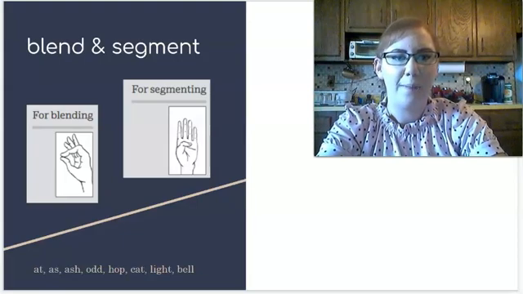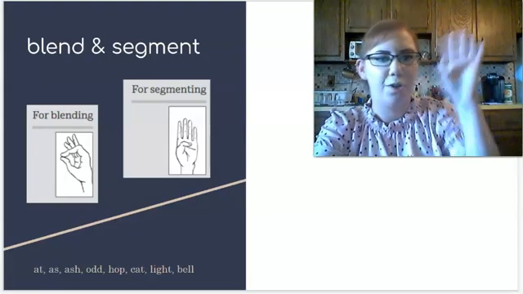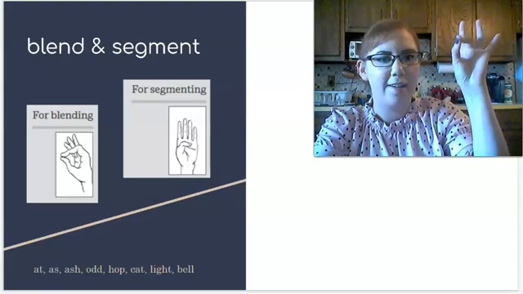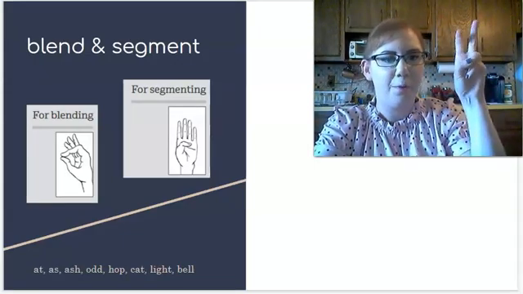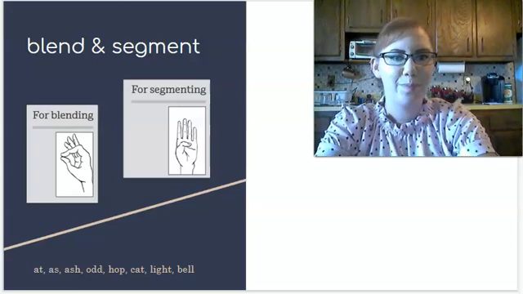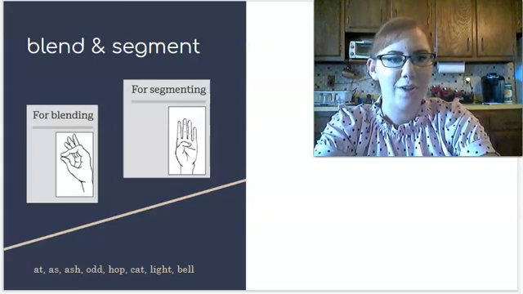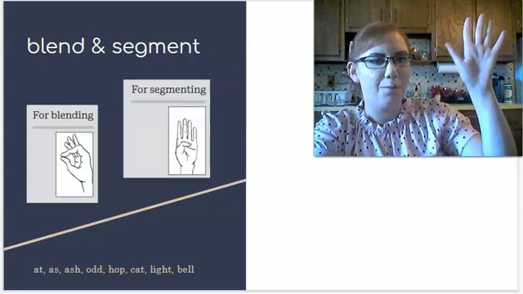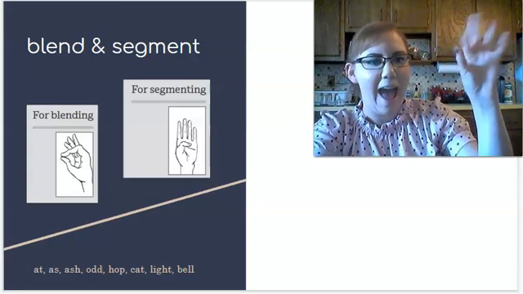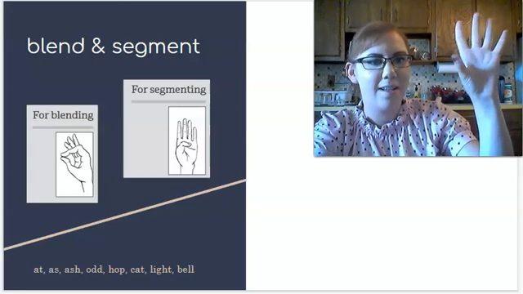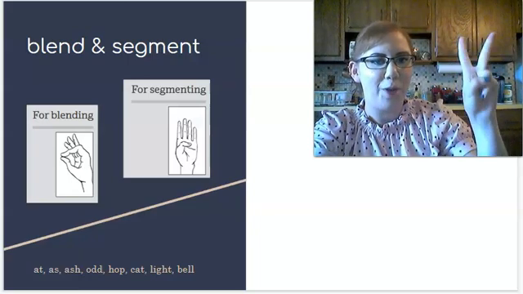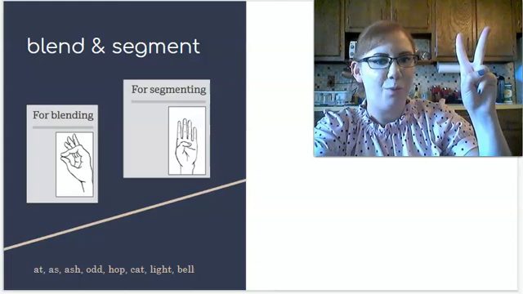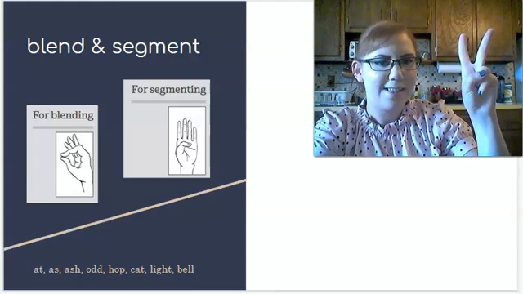Remember, when we blend, we're going to touch our fingers. When we segment, we're going to hold them up and wiggle them. Let's blend our first word. Ready? At. Now hold up 2 fingers and wiggle them as we say the sounds. At.